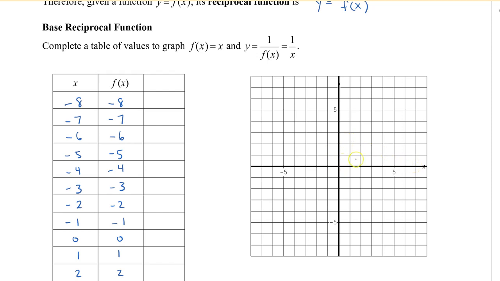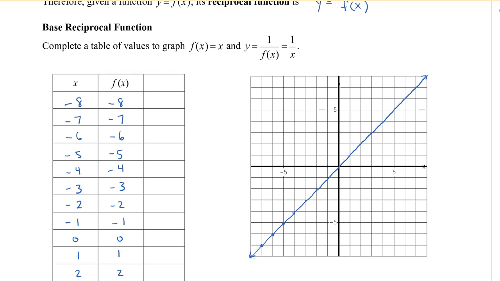So we have -8, -8, -7, -7, and so on. So we're going to have this straight line that goes right through here. So I'm actually going to just freehand draw this through. You should probably use a ruler.